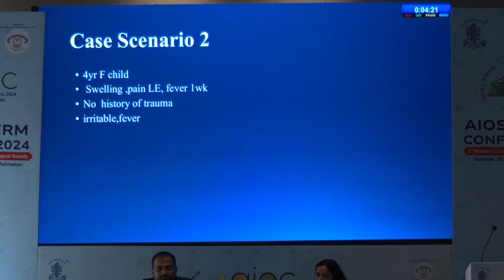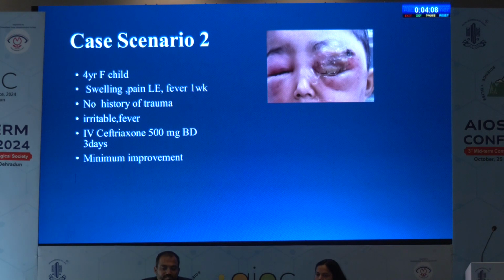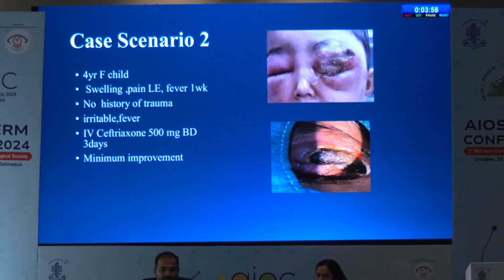Another case scenario: a 4-year-old female child with swelling and pain in the left eye, fever for 1 week, no history of trauma apparently. The child was very irritable and there was fever. We started the patient on ceftriaxone initially, but there was very minimal response. So quickly the patient turned to this picture after 1 week.